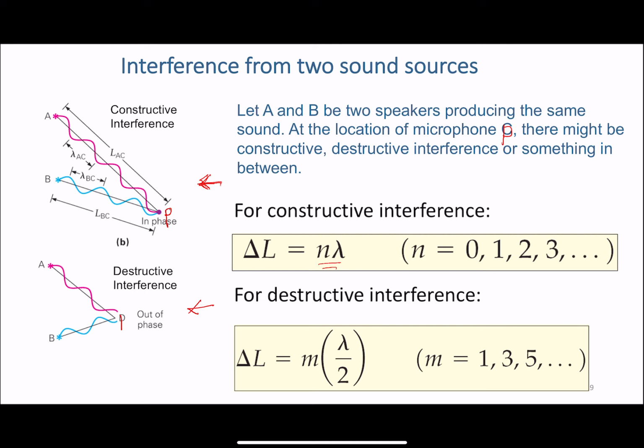So whether you get constructive or destructive interference depends on what the path difference is, and how the path difference relates to the wavelength of the wave. If the path difference happens to be an integral number of wavelengths, then you get constructive interference, and if it's an odd integral number of half wavelengths, you get destructive interference.